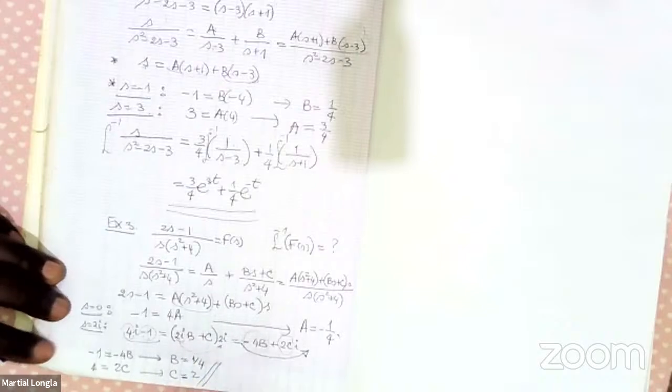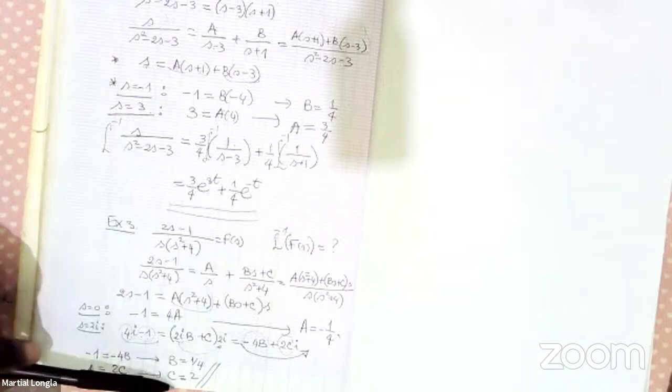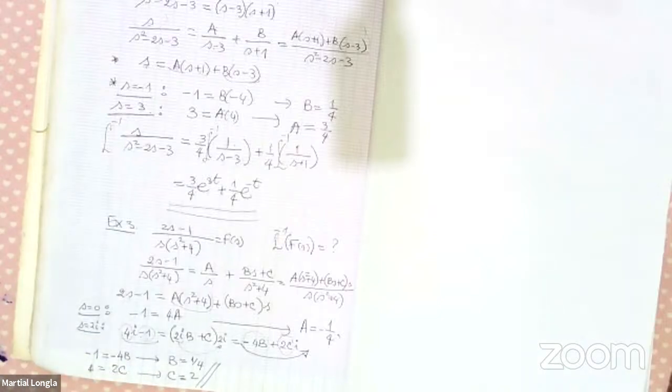So plugging in that unique number 2i, you find right away the two constants. You don't need to worry yourself solving systems of equations by plugging in other numbers. If this makes sense, please write down.